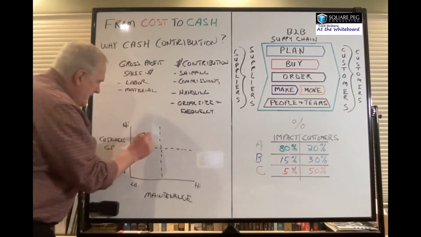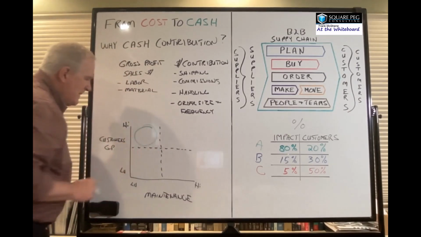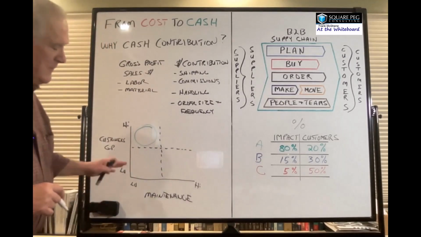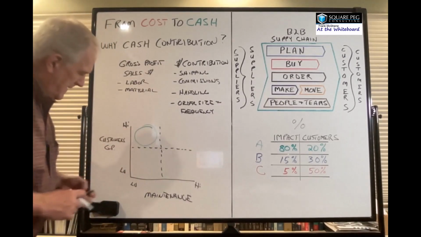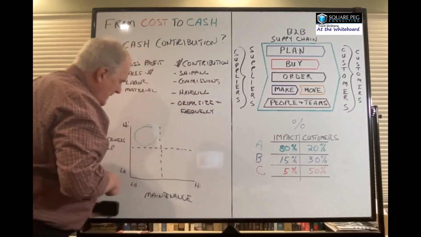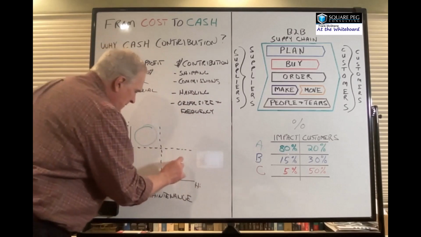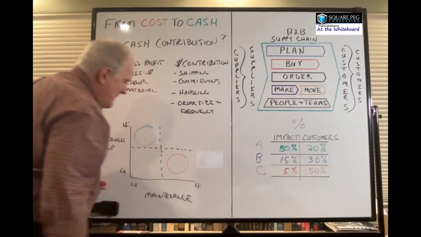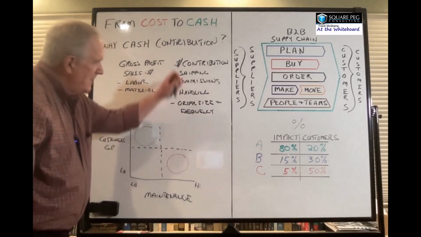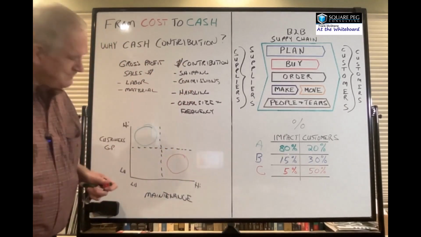Obviously, the best place is to find customers up here in the high gross profit and low maintenance quadrant. And the worst place, as you can imagine, is down here in the low gross profit and high maintenance category. So we're not making much money and they're soaking up a lot more costs over here.